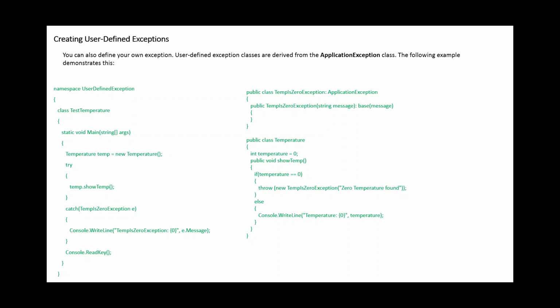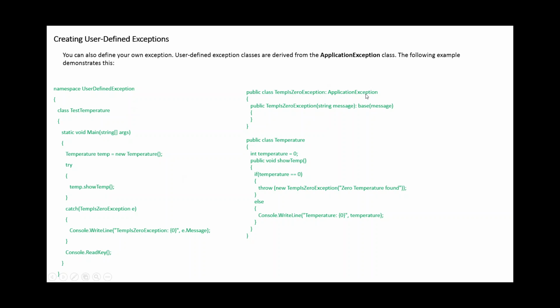Okay, so my temperature class is something here. I will have a message, a temperature is zero exception. Whenever the temperature falls to zero, I have to throw a new exception. That's my intention. So first I will define the main program. This is the main program. Here you can see my temperature zero exception derives from application exception.